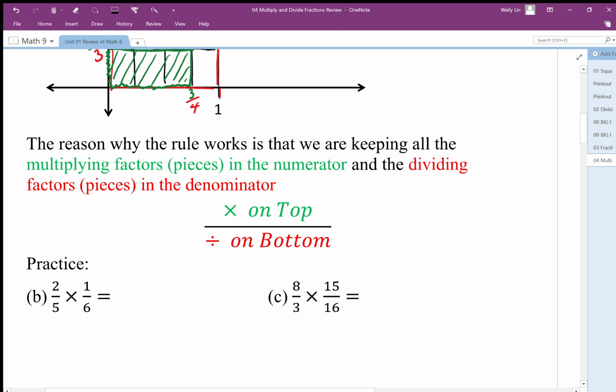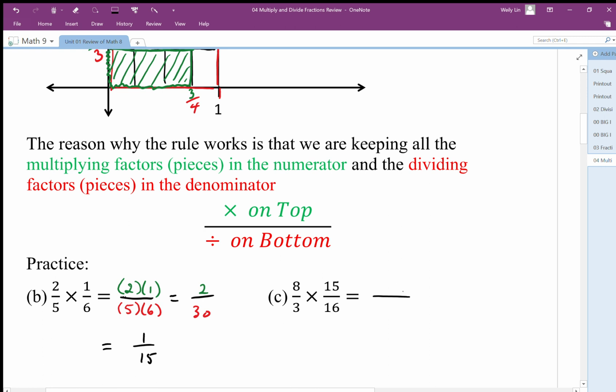So multiplying 2/5 times 1/6, we're going to end up with our top times top. The multiplying pieces just stay on top. So we end up with 2 times 1 on top. And we keep the dividing pieces on the bottom, 5 and 6. So we group those together. We group all the divide together, and we end up with 30 on the bottom. And we group the multiplication on the top, so we get 2 on the top. So simplifying this, we end up with 1 over 15 as a simplified fraction.